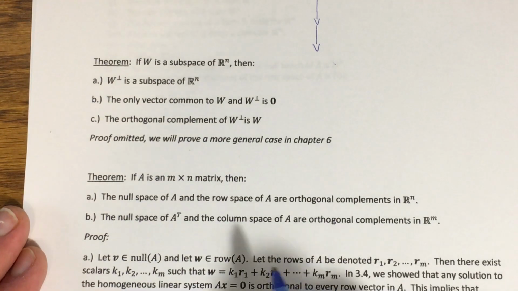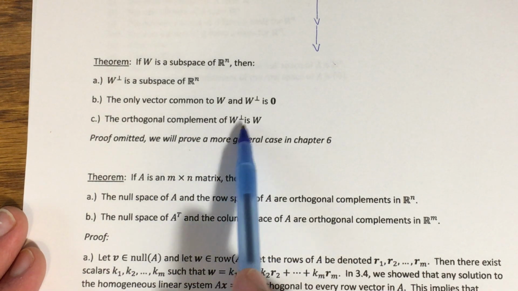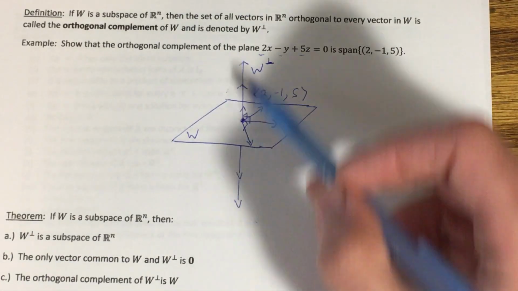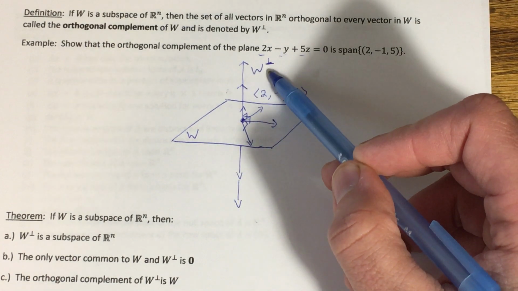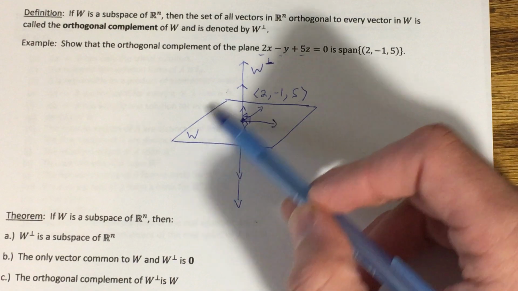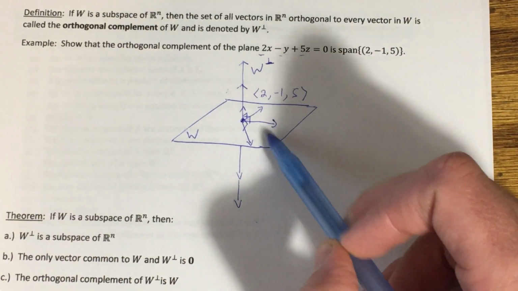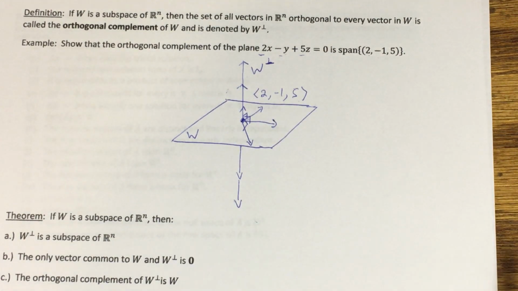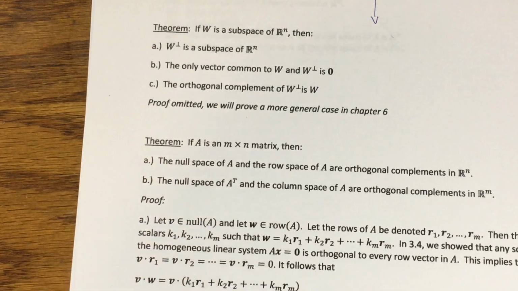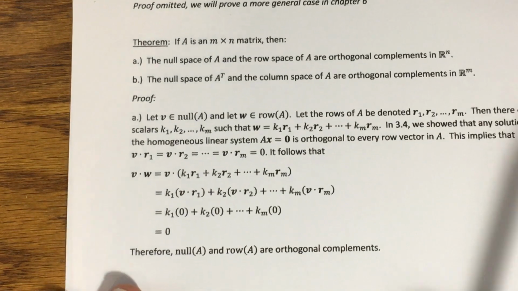Okay, and then in addition to that, the orthogonal complement of the orthogonal complement is the original subspace. So again, if I wanted to take a look at this line passing through the origin and find its orthogonal complement, well, its orthogonal complement would be the subspace W, the plane, because all of the vectors in that plane make up the entire set of vectors that are normal or orthogonal to all of the vectors on this line. Okay, and again, like I said, we're going to prove a general version of this in chapter 6, so we're not going to consider a proof here.